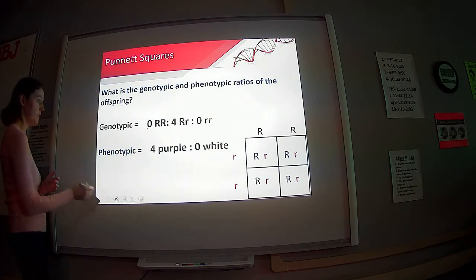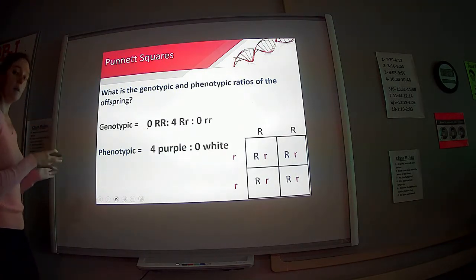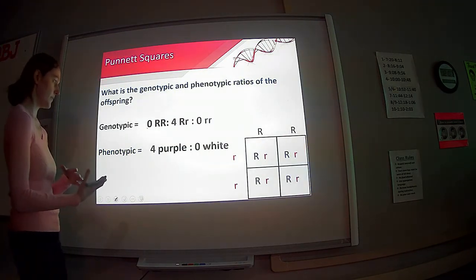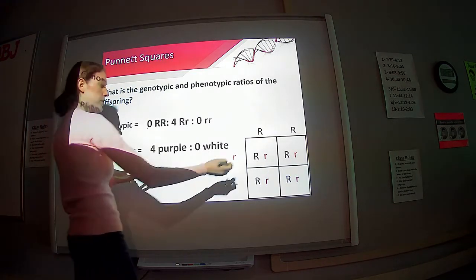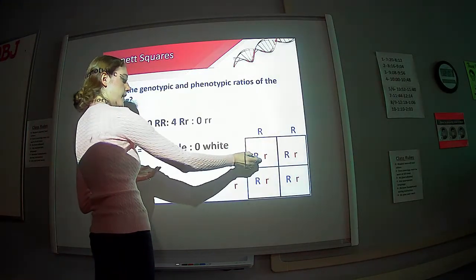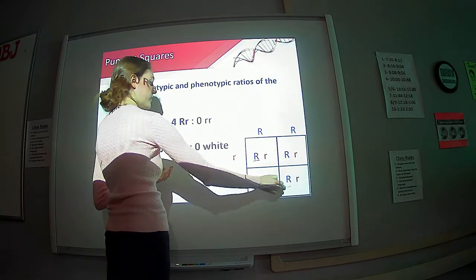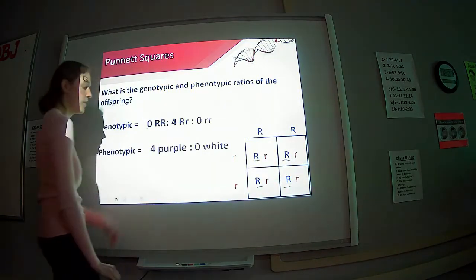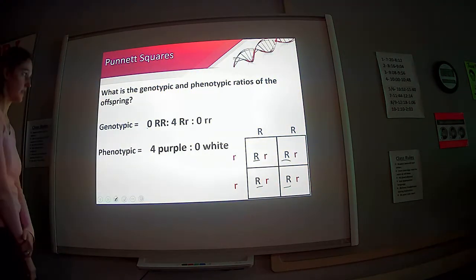When you do your phenotypic ratio, you do dominant first and then recessive second. So purple. All these flowers are going to be purple because they have at least 1 capital letter in here. We're not going to have any white flowers.